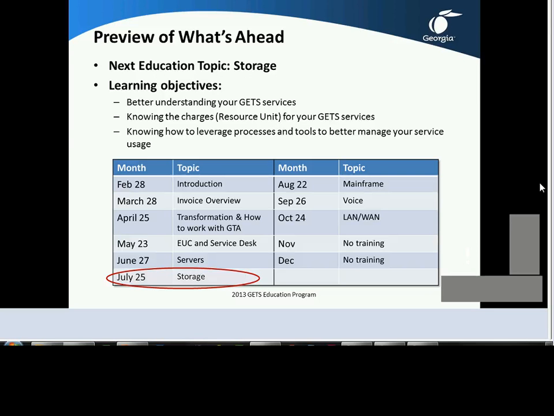So, preview of what's ahead next month. We're looking at storage on July 25th, and we will be going through our same learning objectives that you better understand your services, you know what you're being charged for, and you know what tools you have to manage that service.